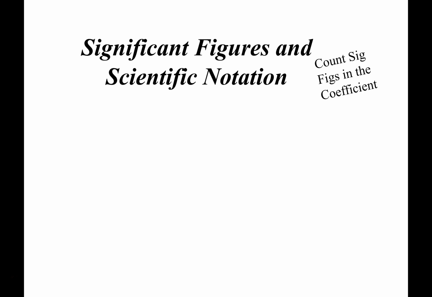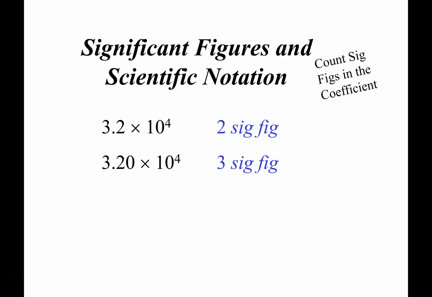Now, here I tell you, you count sig figs in the coefficient. In my coefficient, how many sig figs do I have there now? 2, yeah. How do I get 3 sig figs? Try a trailing 0, exactly. So here we go, 2 sig figs. If I need to show 3 sig figs, 3.20 times 10 to the 4th.